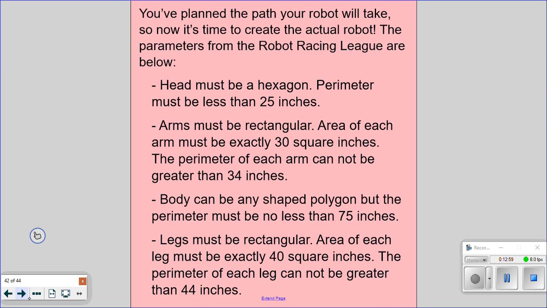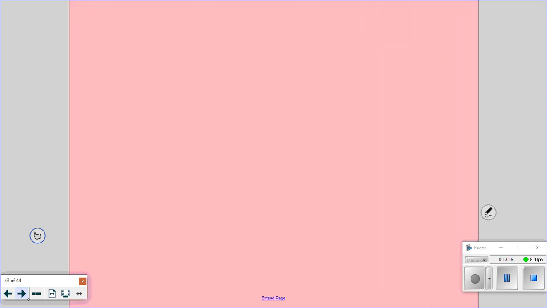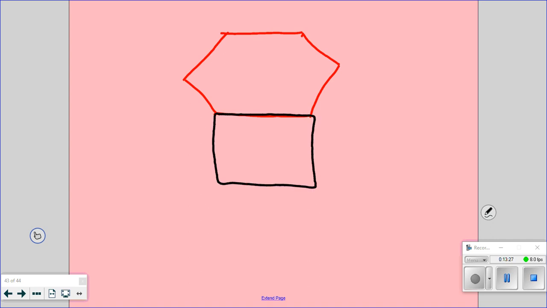Will asks: if the head was like it was on this phone, and it was connected to the body like that, would that part count as a perimeter? So what Will is asking me is, here's my head, and I know my head's going to have to be connected to a body. What is going to count as my perimeter?